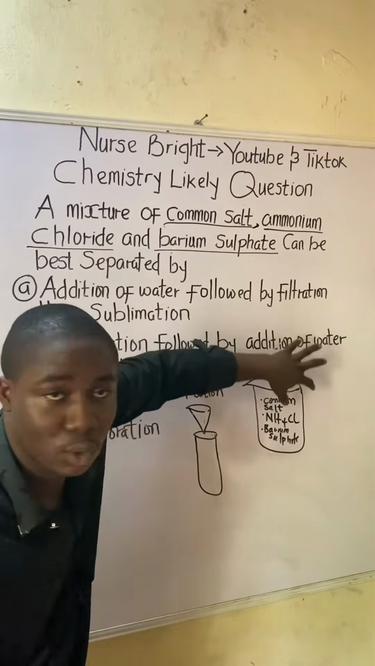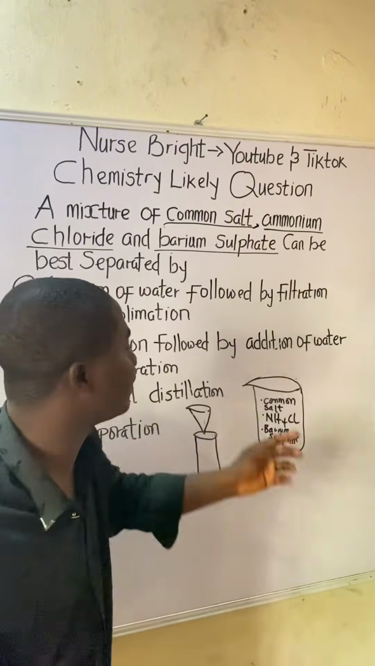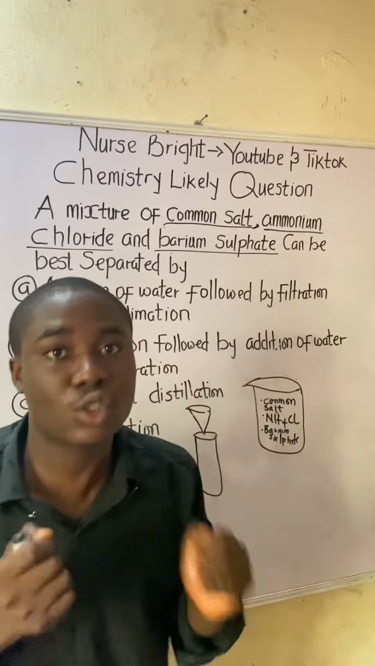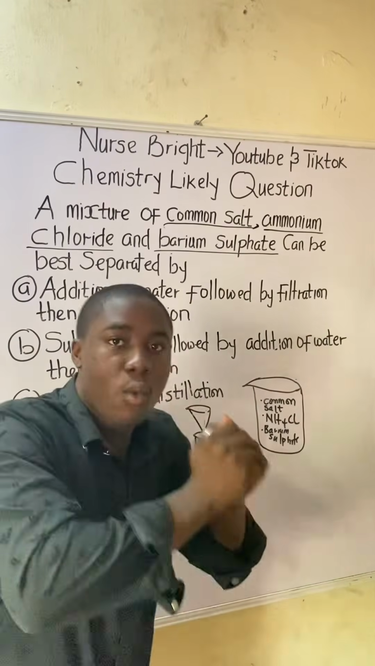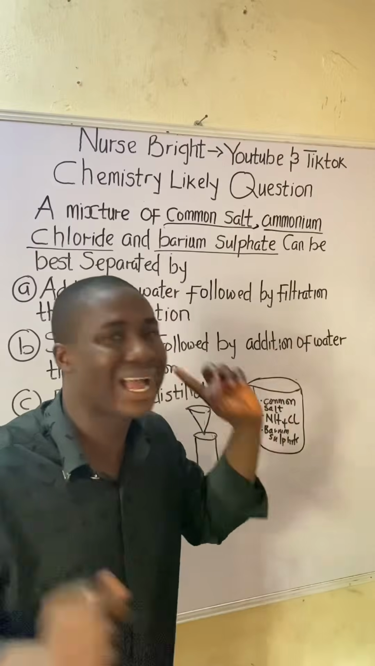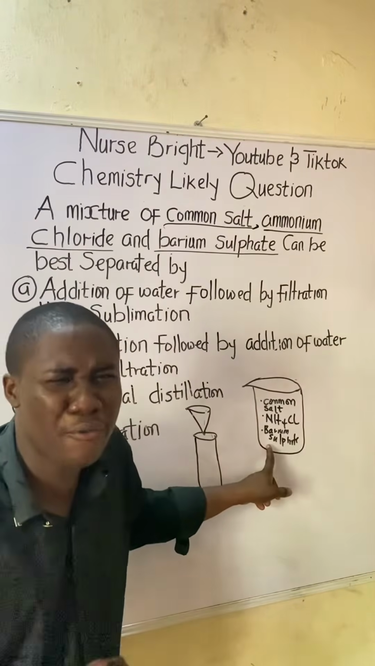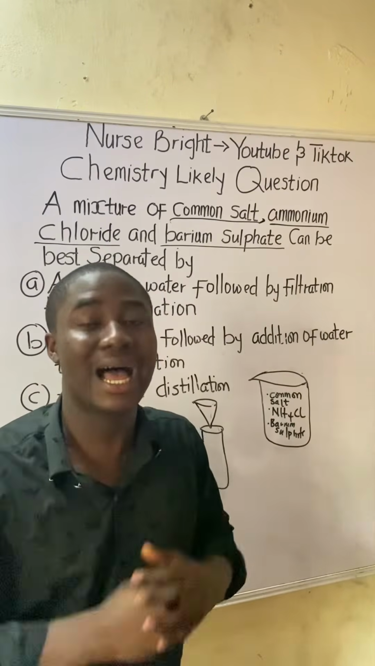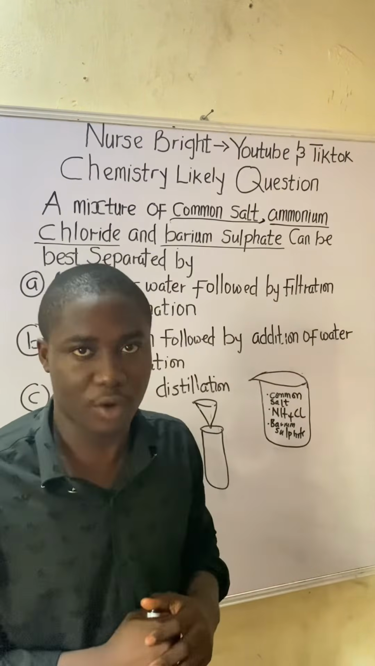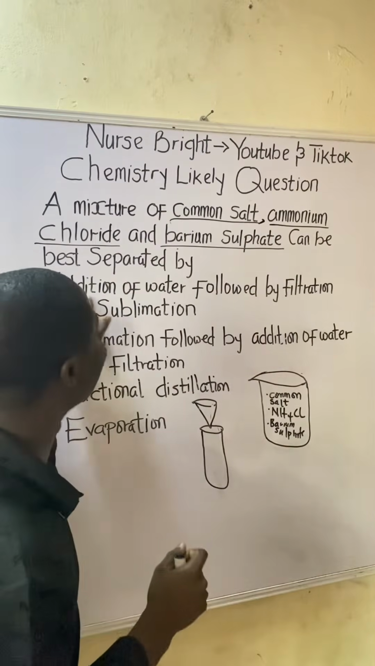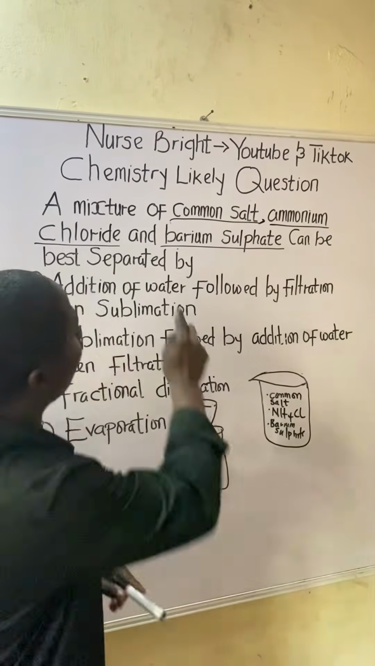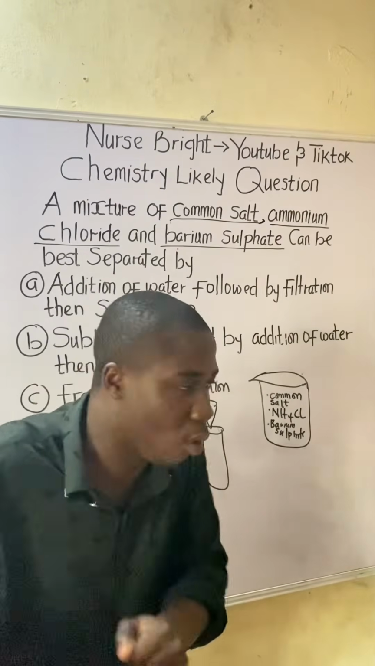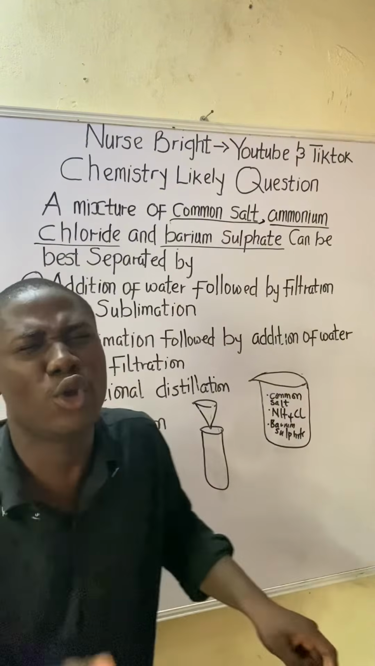After adding water to this beaker, it must be noted here that out of the three substances that are found inside this beaker, only two are soluble, can actually dissolve well inside the water, but one cannot, and that substance is barium sulfate. Barium sulfate is insoluble in water, meaning that it does not dissolve in water. So basically, after adding water, which is the first step for option A, the only two substances that actually dissolved in the water are common salt and ammonium chloride.